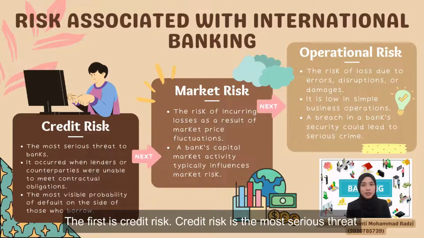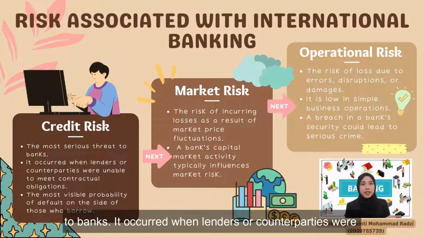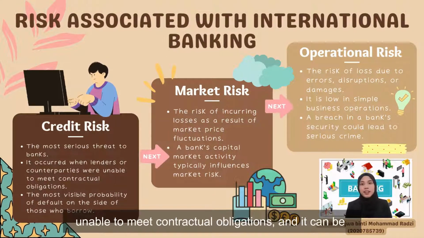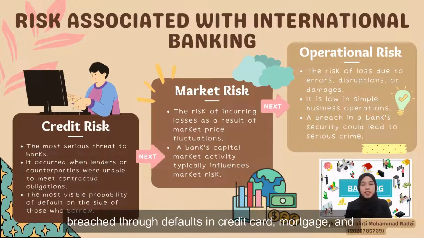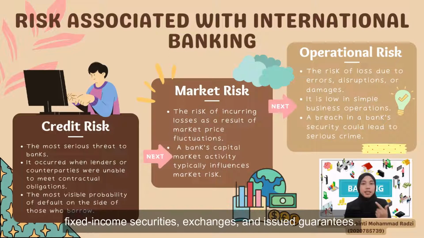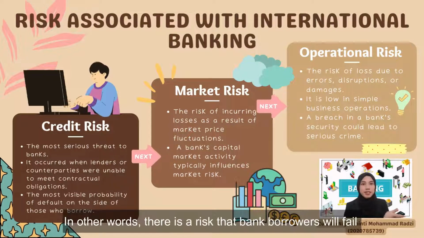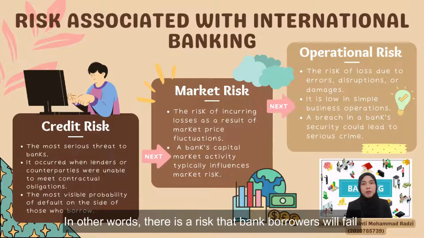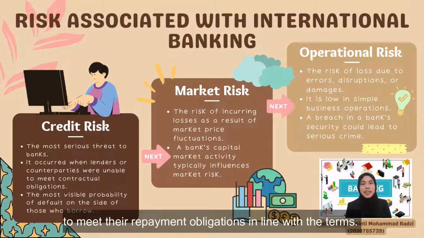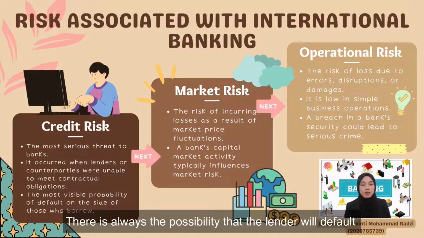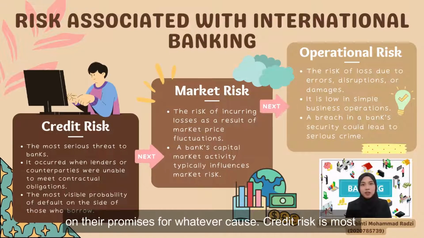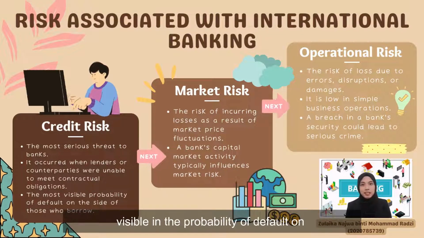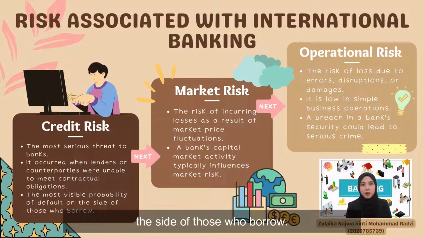Credit risk is the most serious threat to banks. It occurs when lenders or counterparties are unable to meet contractual obligations, and it can be breached through defaults in credit card, mortgage and fixed income securities, exchanges and issued guarantees. In other words, there is a risk that bank borrowers will fail to meet their repayment obligations in line with the terms. There is always the possibility that the borrower will default on their promises for whatever cause. Credit risk is most visible in the probability of default on the side of those who borrow.